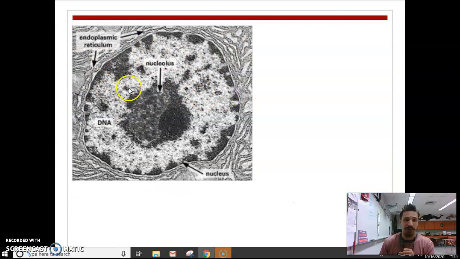So here's another image of our nucleus. This is not an image of a cell. This is an image of a single nucleus within a cell, and we can see that big centralized region inside the nucleus called the nucleolus. We have our DNA all around the nucleolus, that important nucleic acid, and then we have the nucleus as a whole. Okay. As far as this endoplasmic reticulum, don't worry about that just yet. That's another organelle outside the nucleus that we're going to cover later.